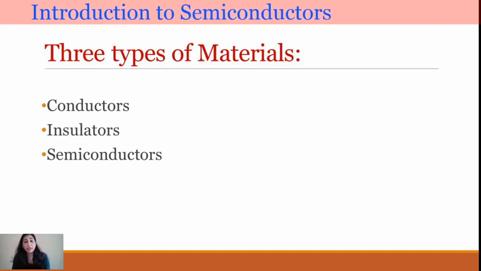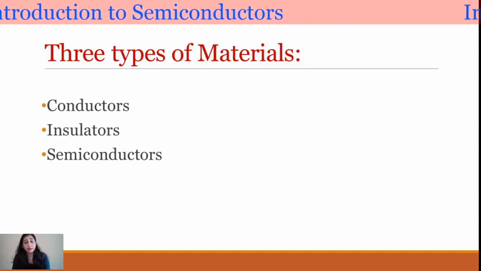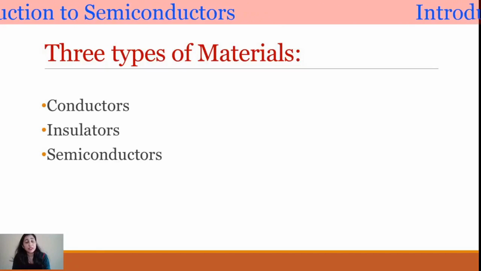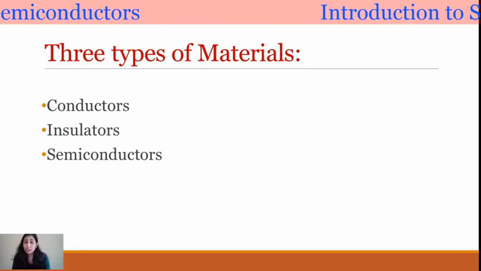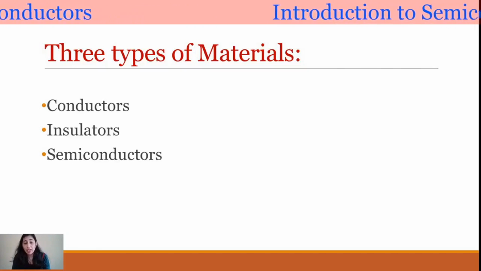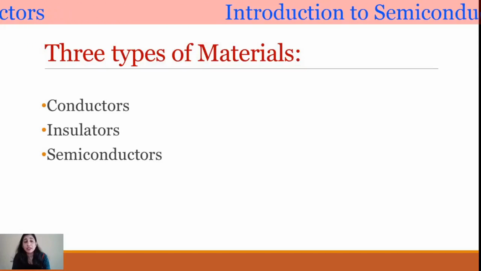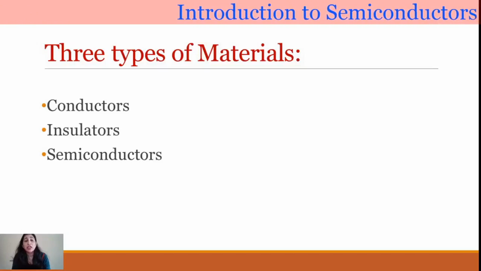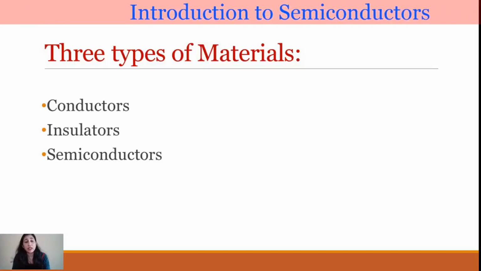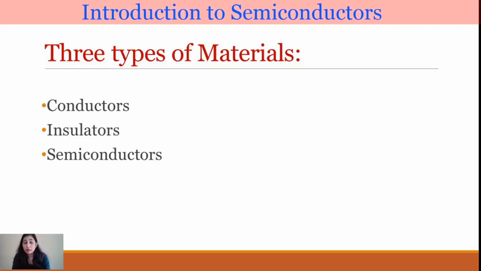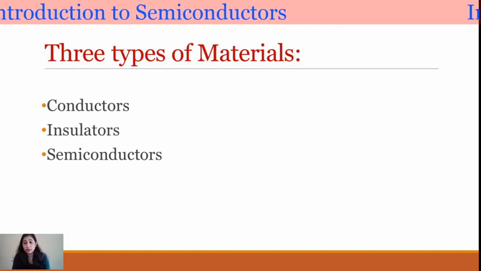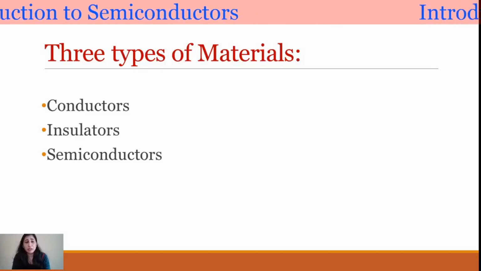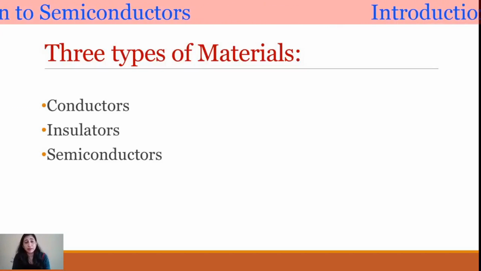Now the third category is the semiconductors. Semiconductors have some electrical conduction at room temperature. That means they have electrical conductivity, but this conductivity is much lesser than the conductors. At the same time, this conductivity is much higher than the insulators. Silicon and germanium are examples of semiconductors.